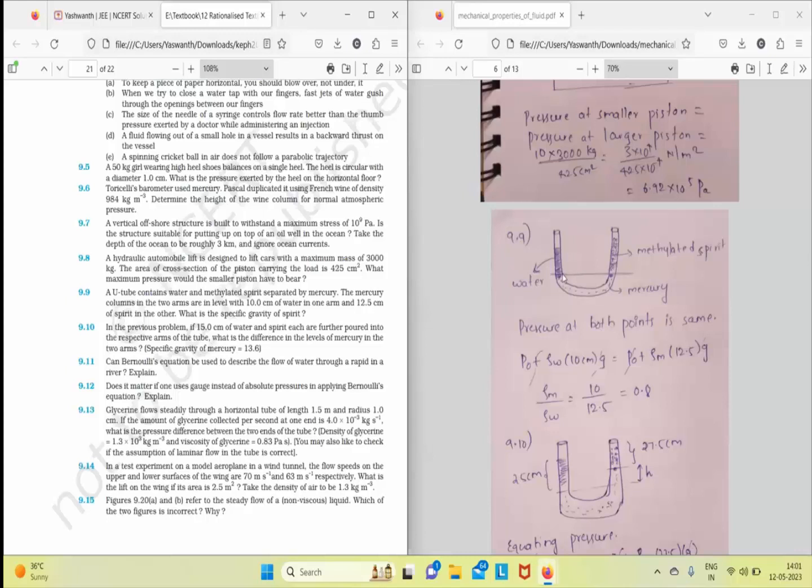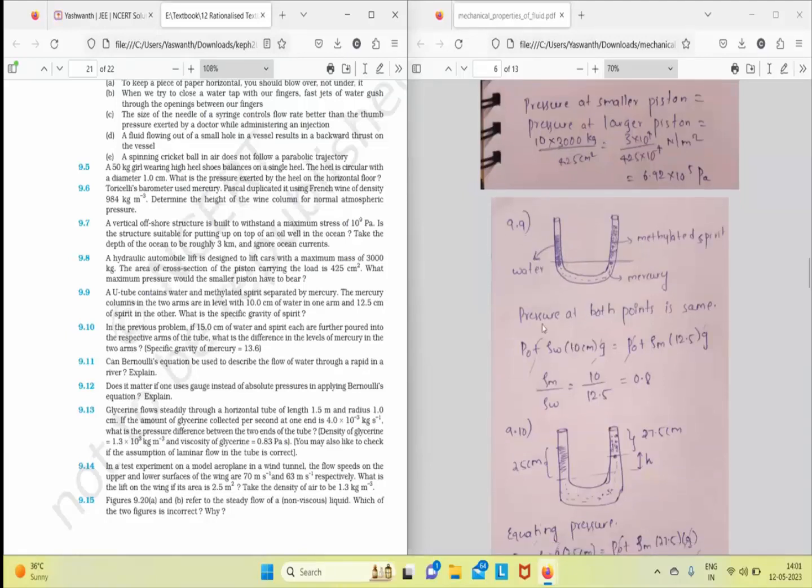In both sides of the U-tube, the level of the mercury is equal. So what is given is that the pressure is equal at both points, so you can directly apply the equation that pressure at A equals pressure at B. That is, the pressure at this point will be atmospheric pressure plus density of water into height of water into g, which will be equal to the pressure at this point.